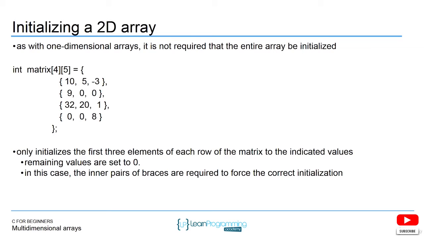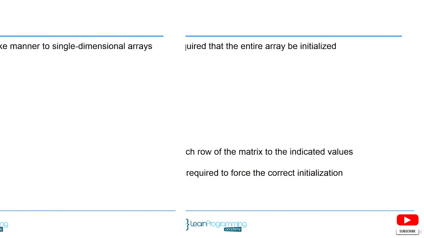Again, this is a two-dimensional array of 4 rows and 5 columns. It would just do them consecutively. So don't forget the braces if you only want to specify certain initialization elements.